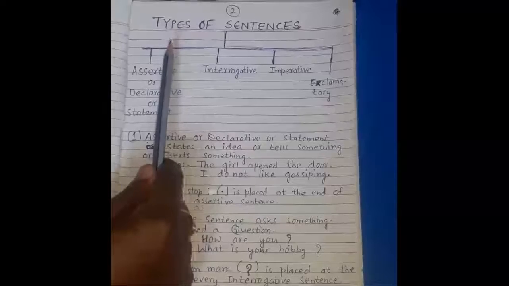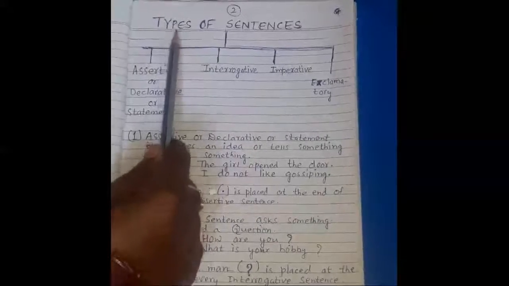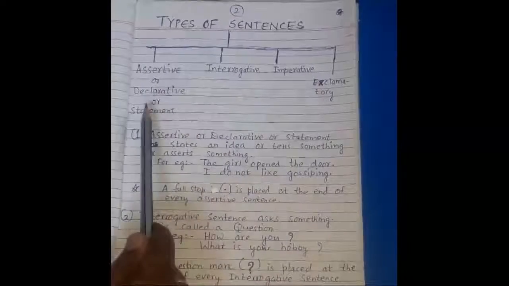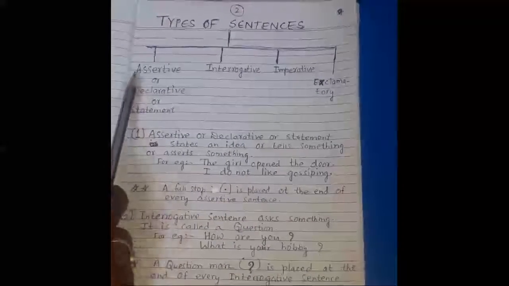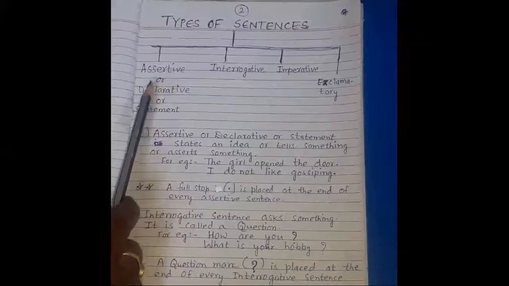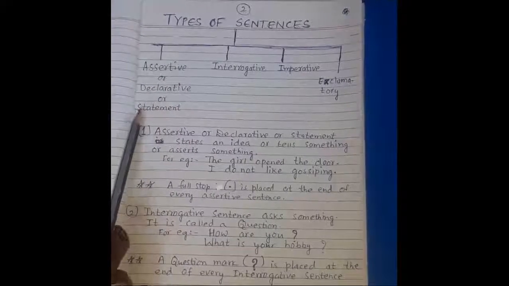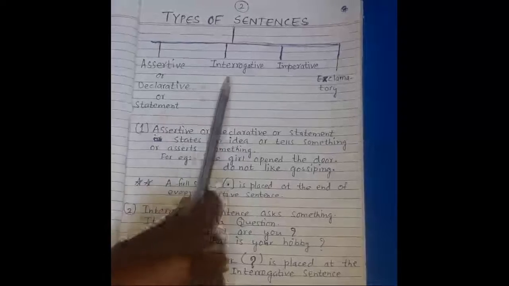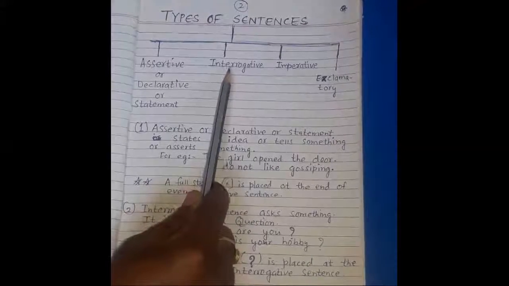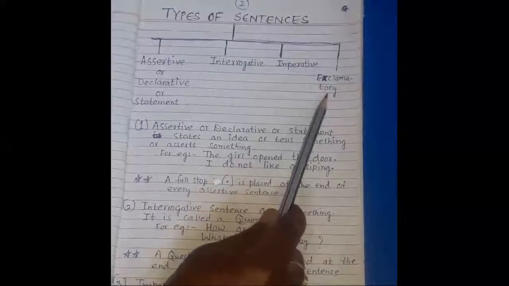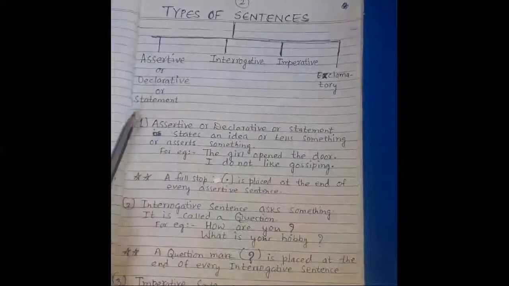Now we move on to the next part of the chapter, types of sentences. There are 4 different types of sentences. The first is called assertive, or otherwise declarative, or simply a statement. The second type is interrogative. Third is imperative and fourth is exclamatory. Now let us move on to each part.